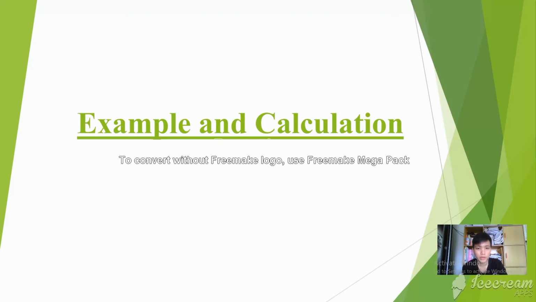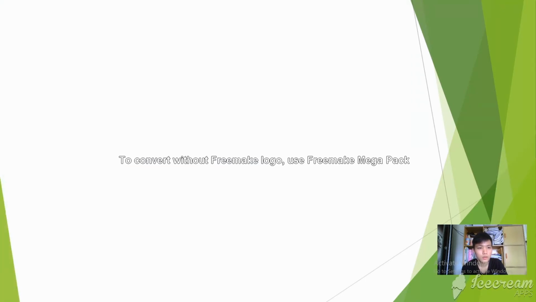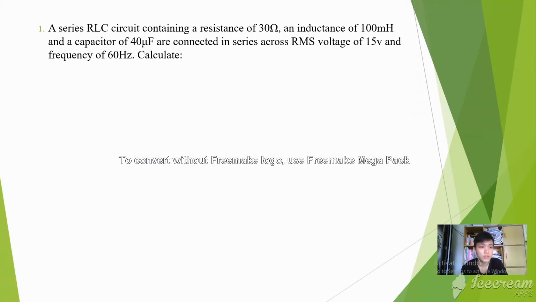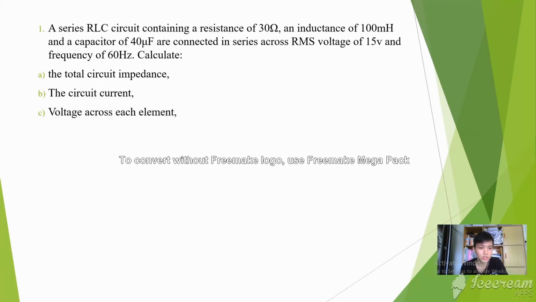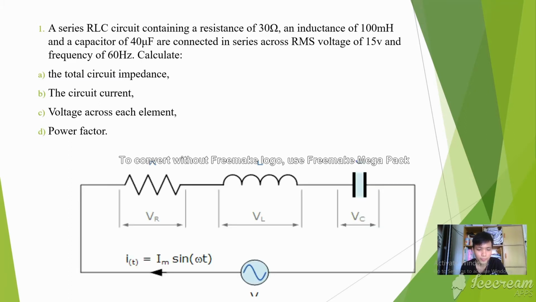Now I'm going to talk about the example and calculation related to the topic that we chose. The question is about an RLC circuit. A resistance of 30 ohms, an inductance of 100 mH, and a capacitor of 40 microfarad are connected in series across an RMS voltage of 50 volt and frequency of 60 Hz. The question asks to calculate the total circuit impedance, the circuit current, the voltage across each element, and the power factor. Below is the diagram of the RLC circuit.